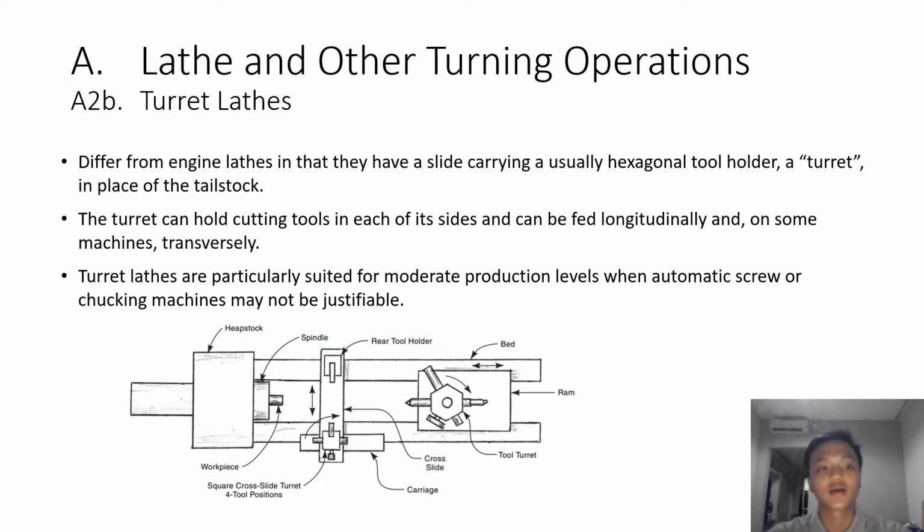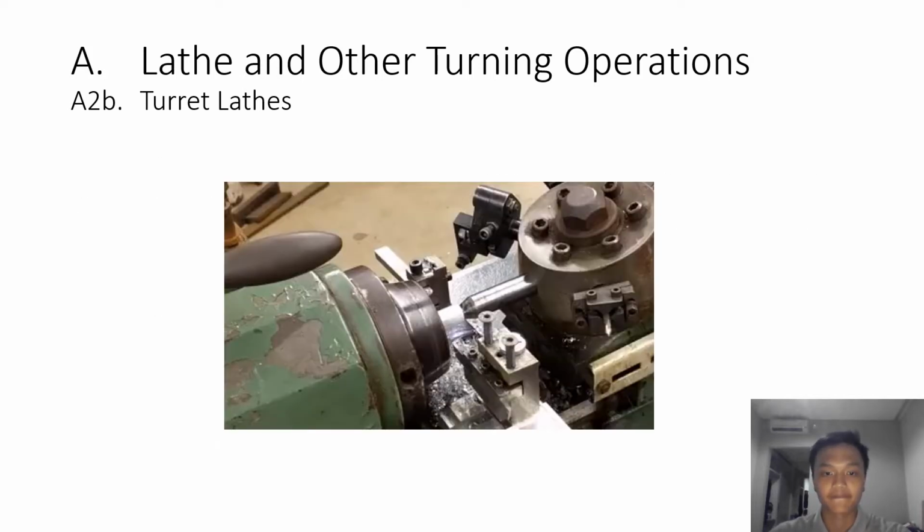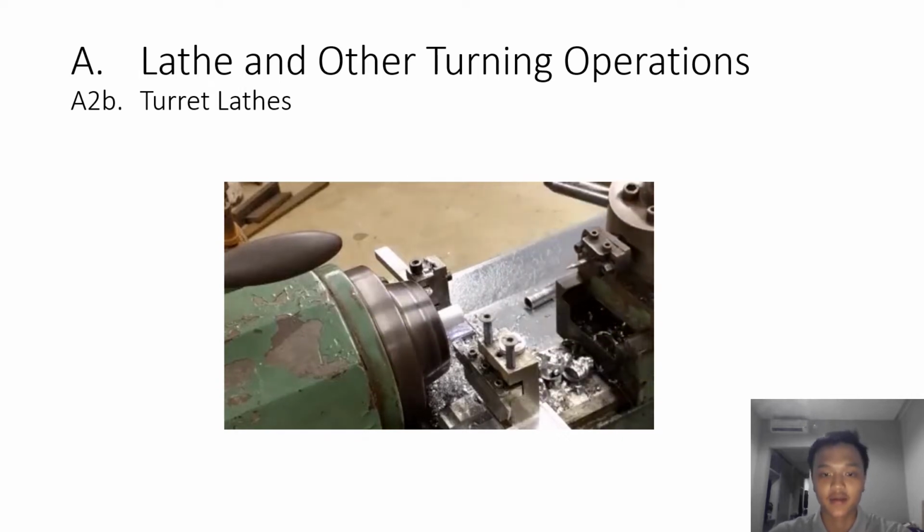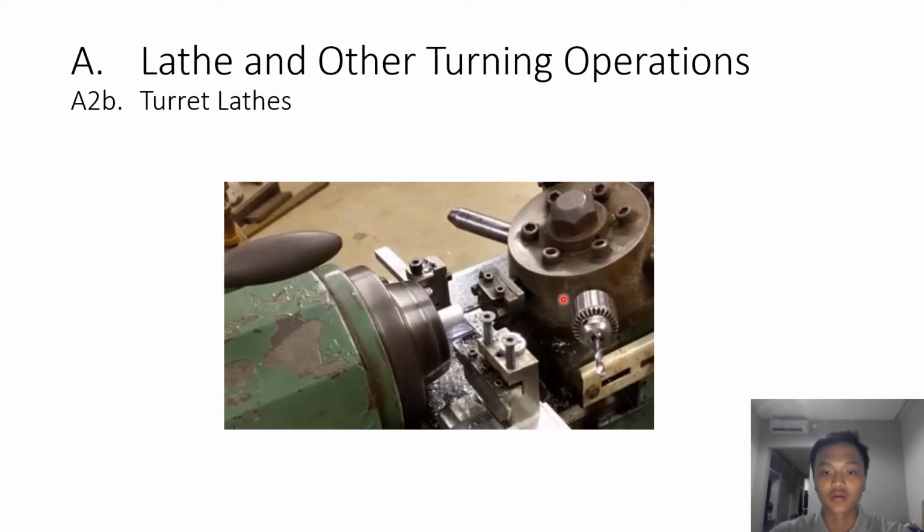The next one is turret lathe. Turret lathes differ from engine lathes in that they have a slide carrying a usually hexagonal tool holder, a turret, in place of the tailstock. This is the hexagonal tool holder. The turret can hold cutting tools in each of its sides and can be fed longitudinally and on some machines transversely. Turret lathes are particularly suited for moderate production levels when automatic screw or chucking machines may not be justifiable. This is the turret lathe, and this is the hexagonal tool holder.